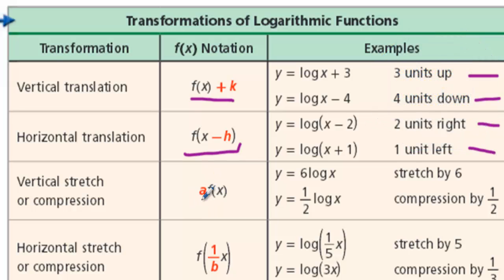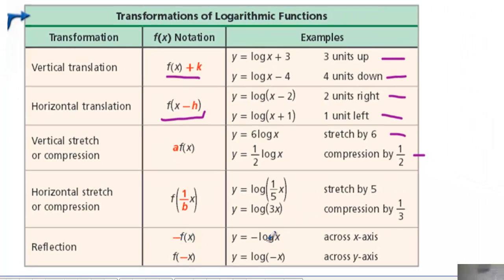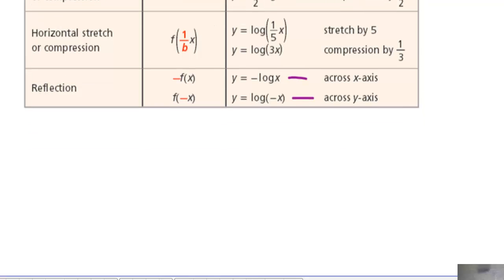If you multiply a logarithmic function by a constant, that's going to stretch or compress, like these examples. If you plug in a number times the x, then you're going to have a horizontal stretch or a horizontal shrink. And then if you take the opposite of the whole function, that's going to be a reflection across the x-axis, like y equals opposite of log x, that's a reflection. And if you have f of negative x, for example, y equals log of opposite of x, that's going to be a reflection across the y-axis.